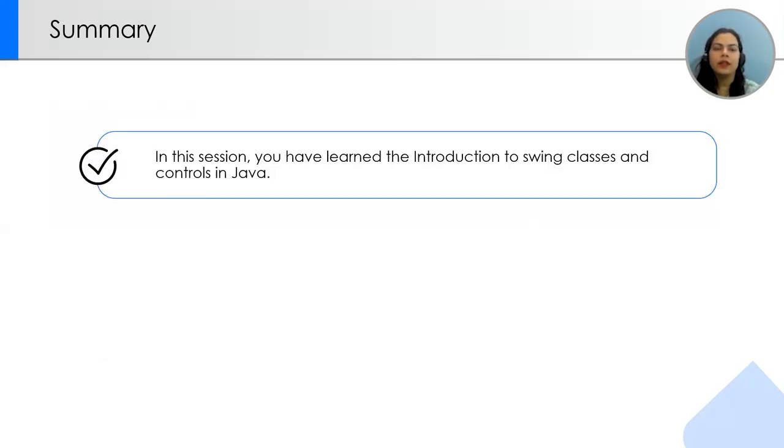So in this session, we have learned about the introduction to Swing classes and controls in Java. So now I hope you have clarity on what Java Swing classes are, how they are similar to AWT, what the difference is between AWT and Java Swing classes, and what the advantages are of using Swing classes over Java AWT.